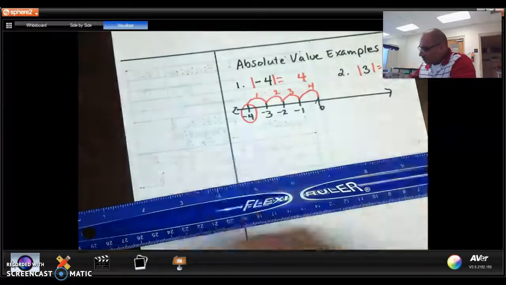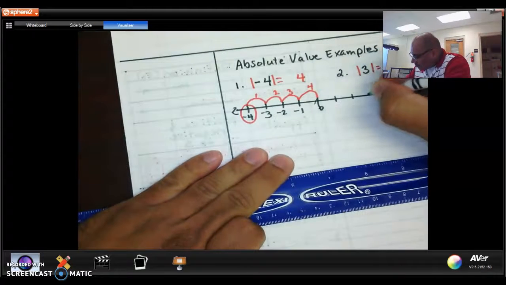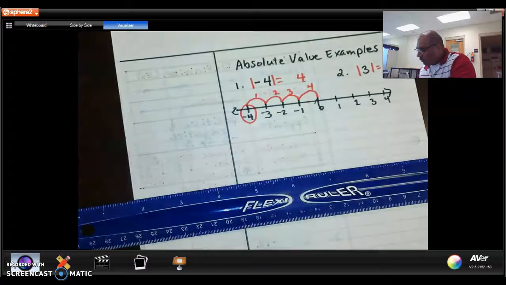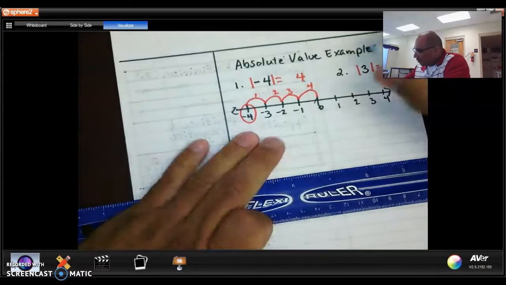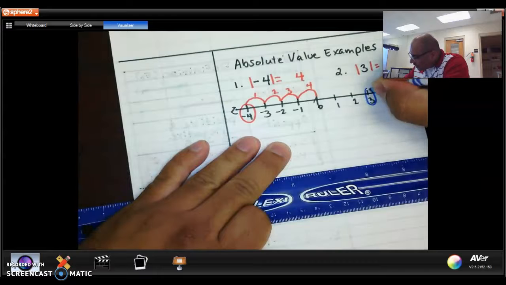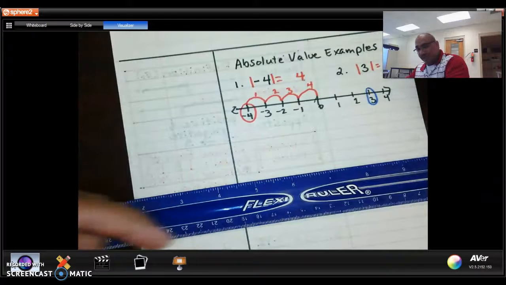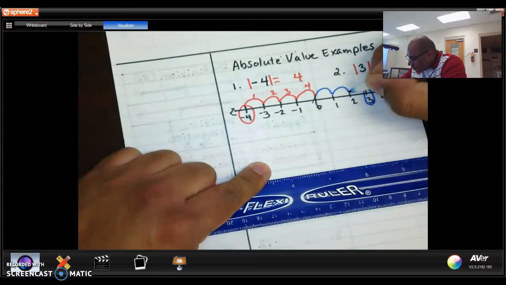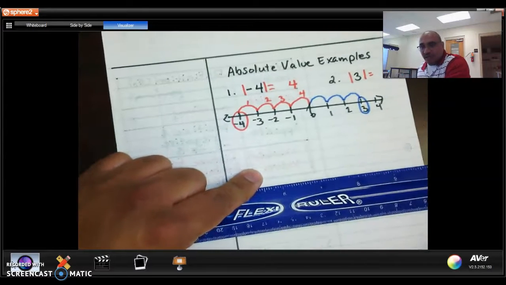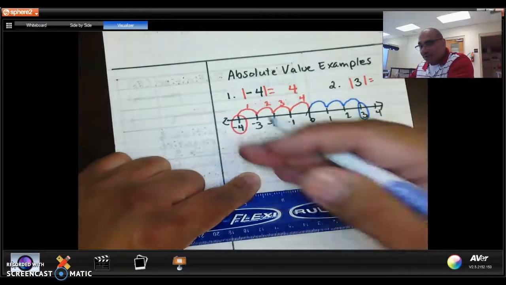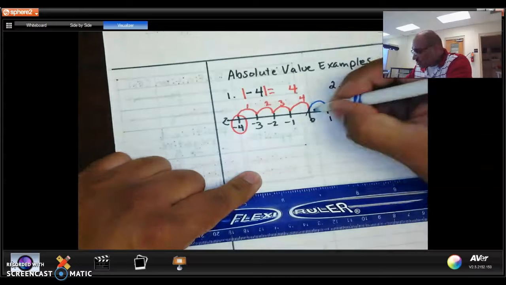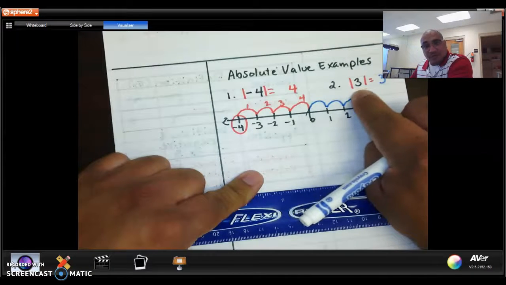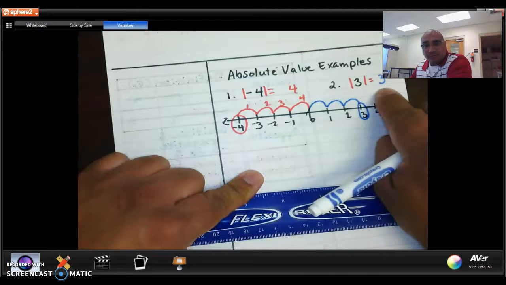Well, 1, 2, 3, 4. Well, I wanted the absolute value of 3. Well, I know for a fact 3 is right here. Well, the distance from 0, let's count. 1, 2, 3 spaces away. And again, the rule was our answer is always positive because it's just 3 spaces away. So the absolute value of 3 is 3. Okay?